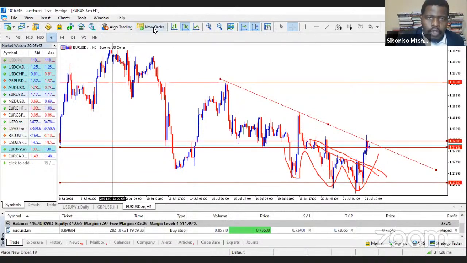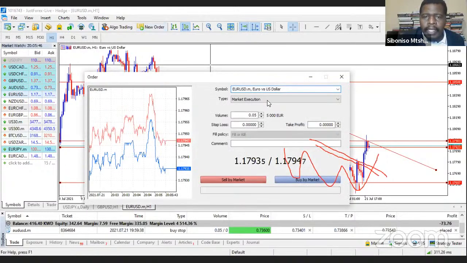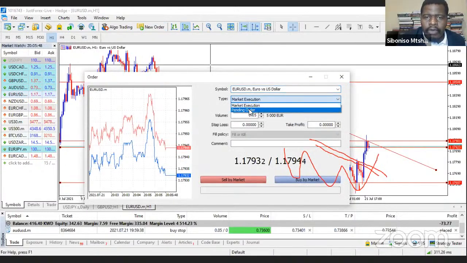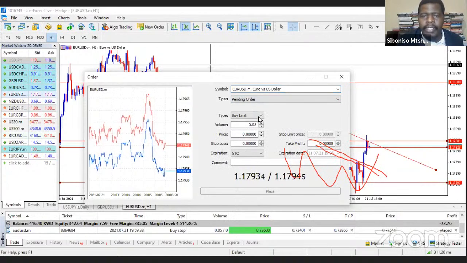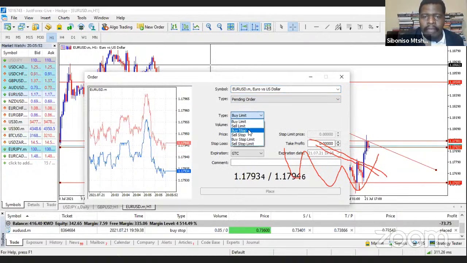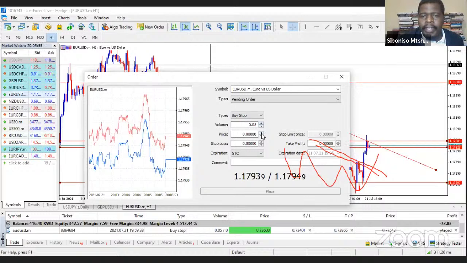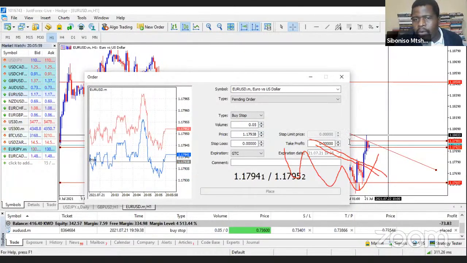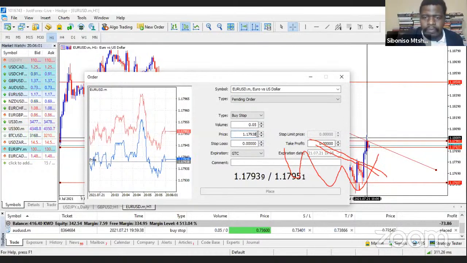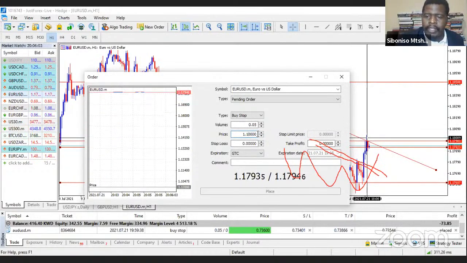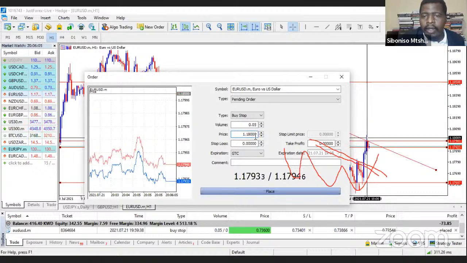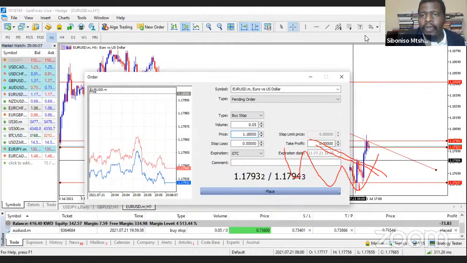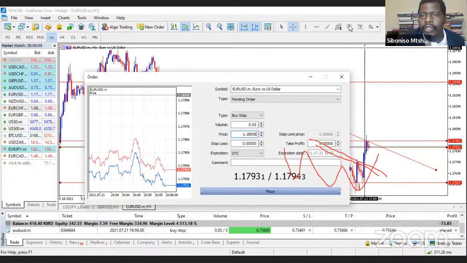So again, I go to new order. And then instead of market execution, I go for pending order, as you can see. And then my option this time is also buy stop. And then at what price I set, at 1.1800. All right. Okay. So let me remove this quickly.